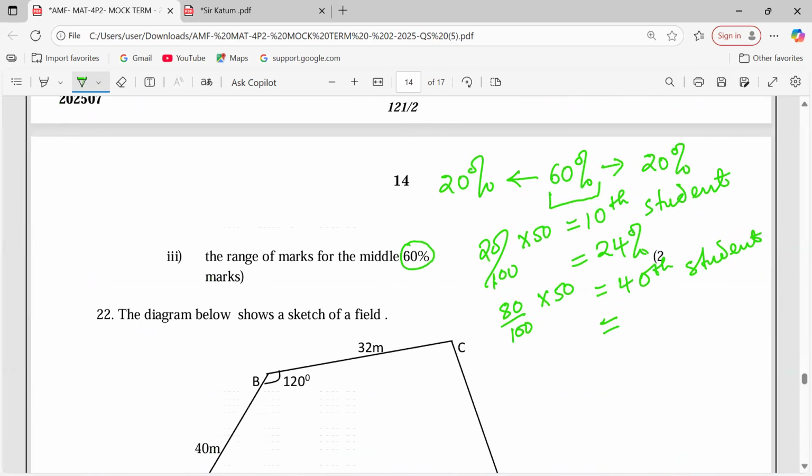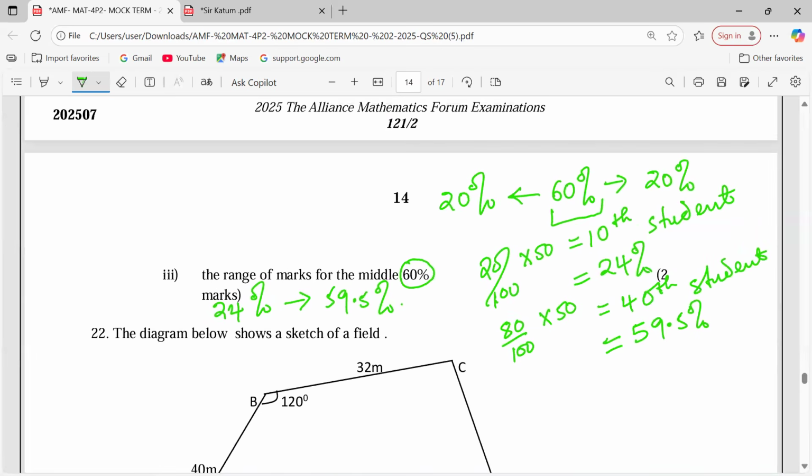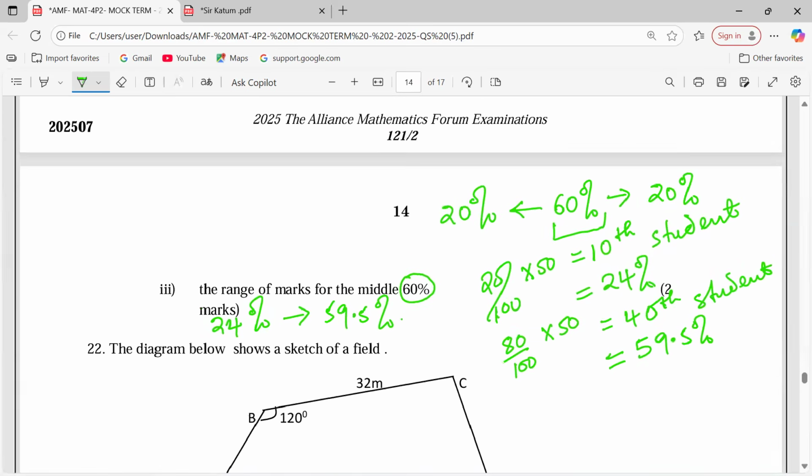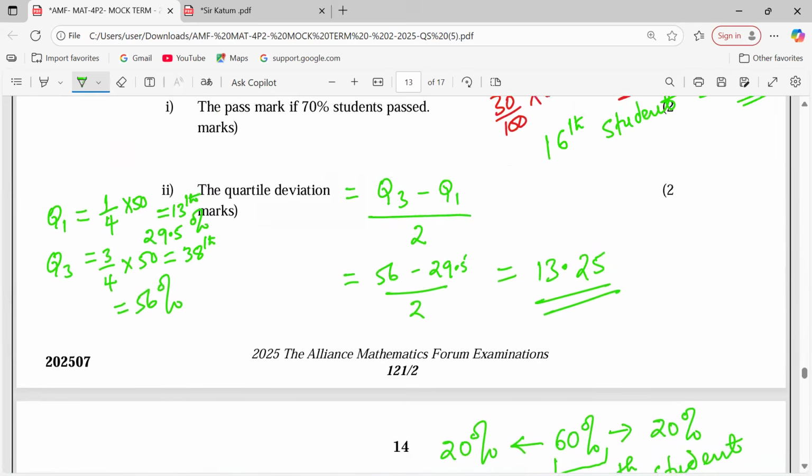So we write 59.5%. When we talk about the range now, it is from 24% all the way to 59.5%. So that's the range of marks by the middle 60%, because we have the first 20 and the last 20. That will give us the middle 60%.